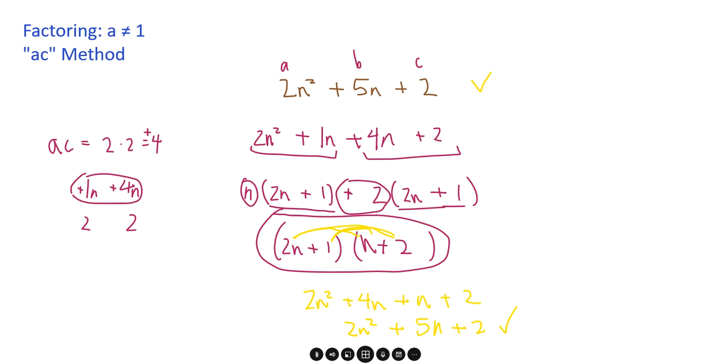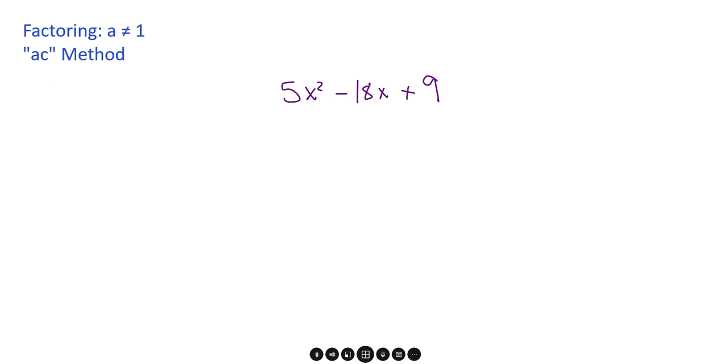Okay, let's do another one so you can start to get the hang of it. For this one I've chosen some bigger numbers. That's okay. We're still going to start with finding A times C. I'll go ahead and identify my A, B, and C for you. A times C is going to equal 5 for A times 9 for C. That's going to equal 45.